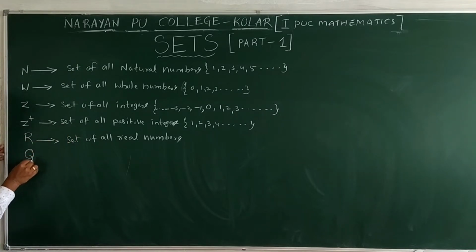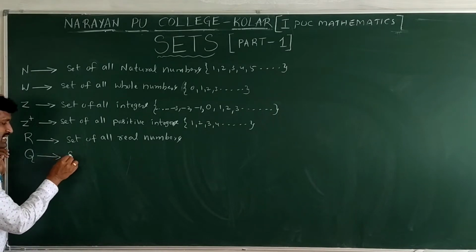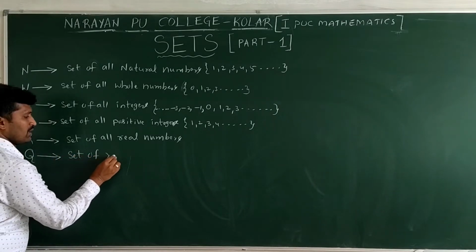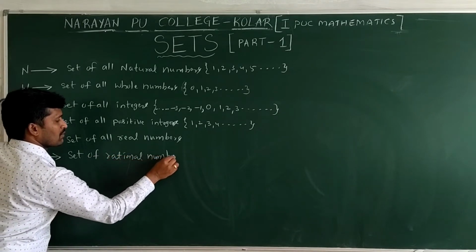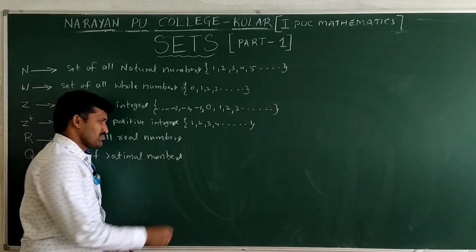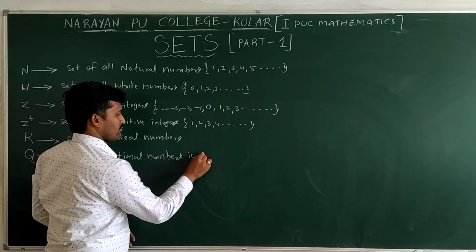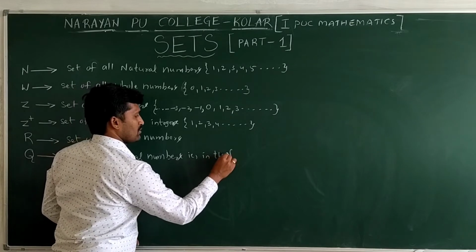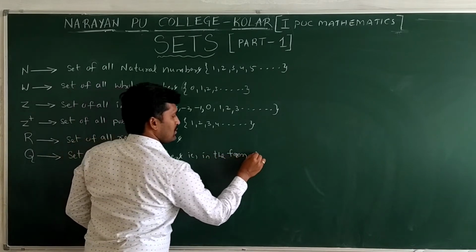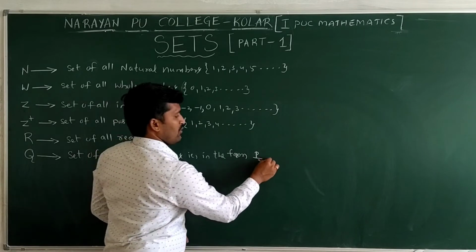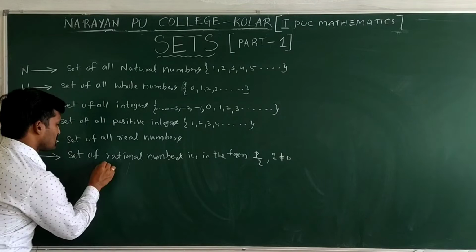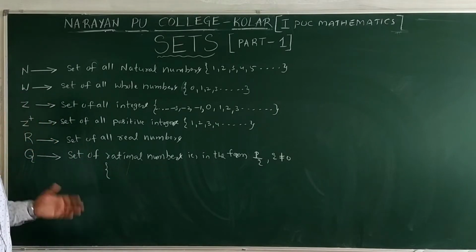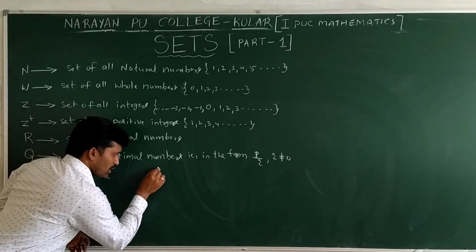Next, Q. Q is nothing but the set of rational numbers. Rational numbers means numbers in the form p by q, where q is not equal to 0. Now to write it simply, any number we can express in this p by q form. 0 is also a rational number.